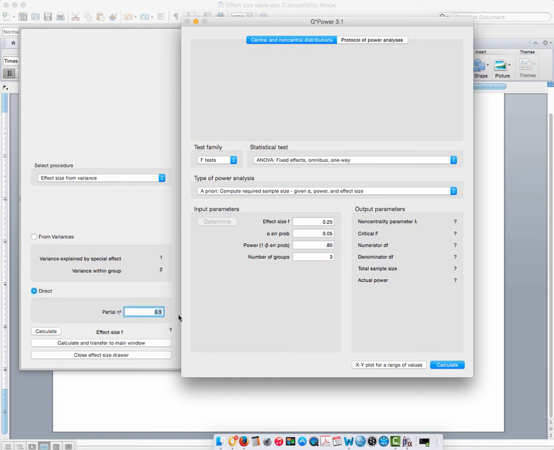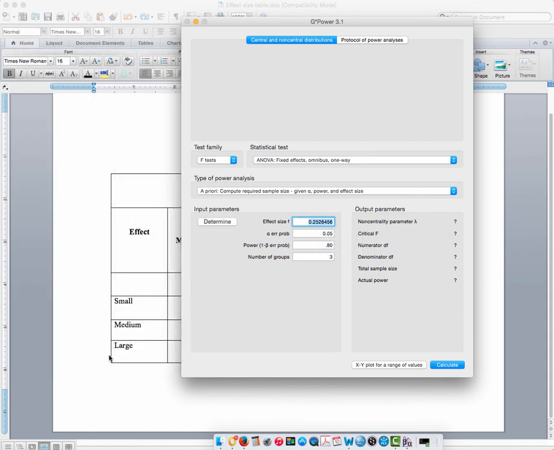And so the effect size that we want to pick up, at least at a minimum, is 0.06. And so then we can calculate and transfer to the main window. And so what G*Power does is it calculates that f based on an effect size or a partial eta squared of 0.06, and it puts it in the window for us. And then we can close this drawer.